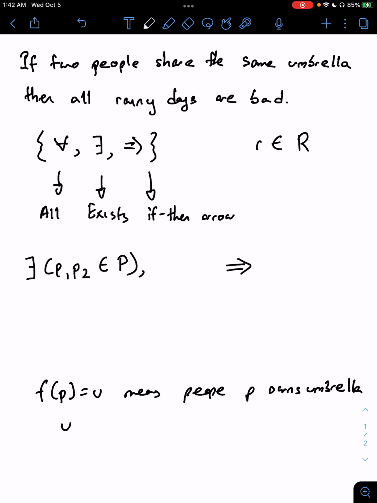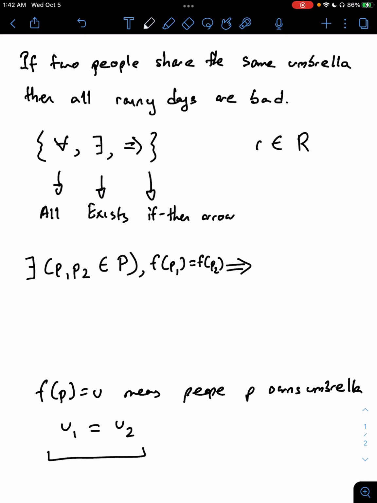And now that they exist, what are you going to do with them? You're going to say f of p1 is equal to f of p2. So f of p1 is basically u1, and f of p2 is u2. I guess you could also write these two elements, but I just did that because that's what they gave us. I don't think it matters though. So f of p1 is equal to u1, f of p2 is equal to u2. So if both of them are equal, then all rainy days are bad. That's basically saying that they shared the same umbrella.